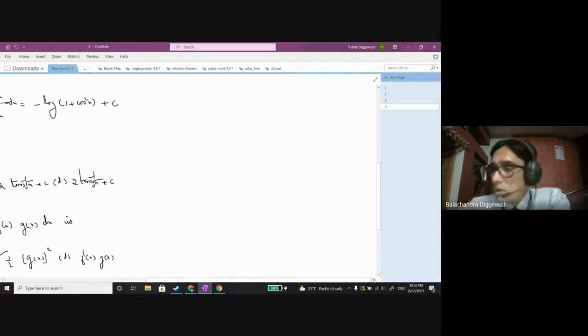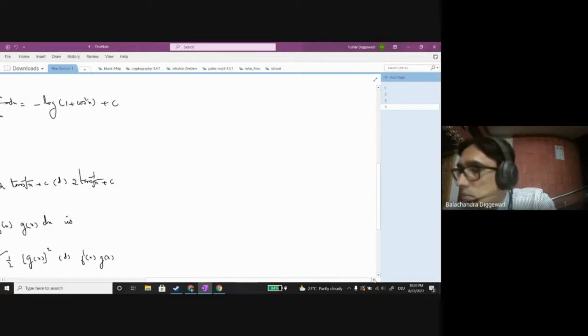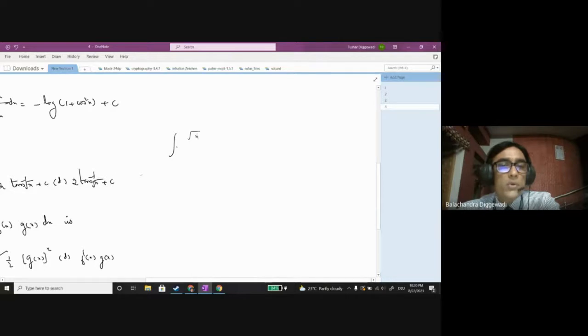Here you see the example, that is root x divided by x into 1 plus x, dx. Direct substitution is to put x is equal to tan square theta. Then dx is 2 tan theta, and the differentiation of tan theta is secant square theta into d theta. So directly you can substitute.